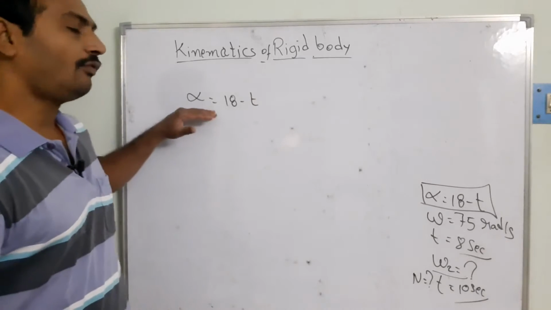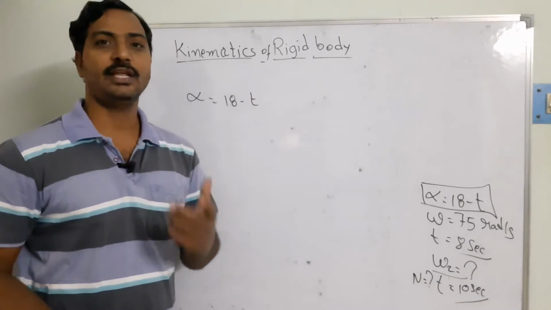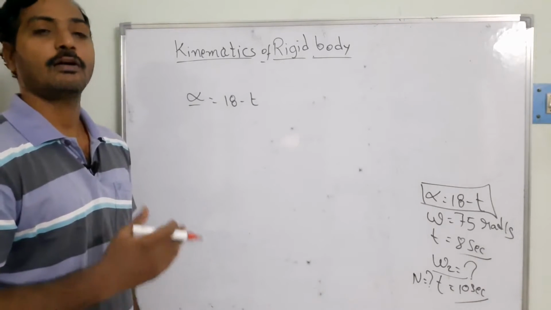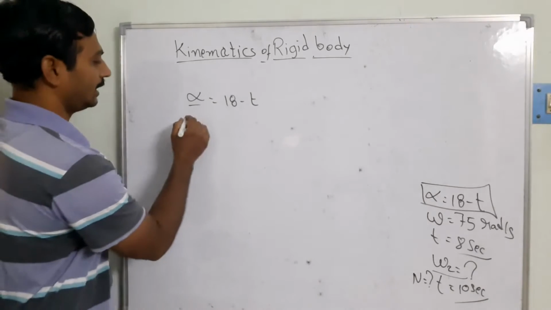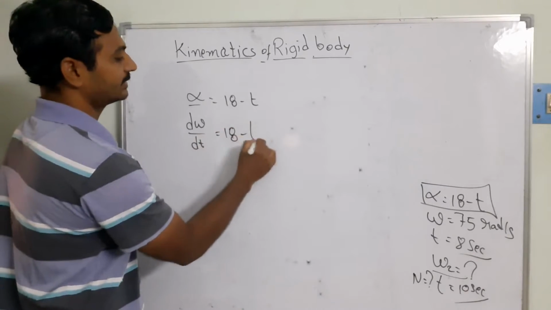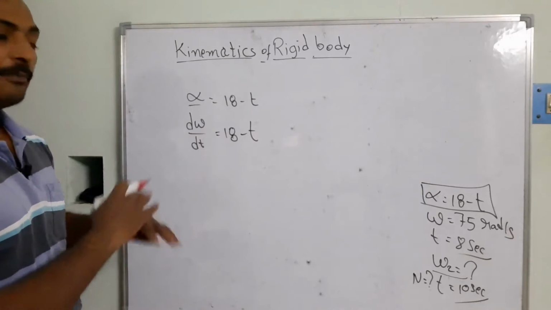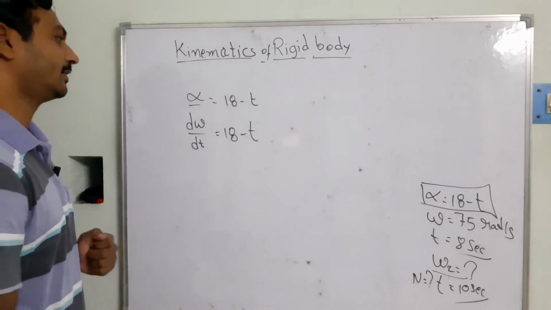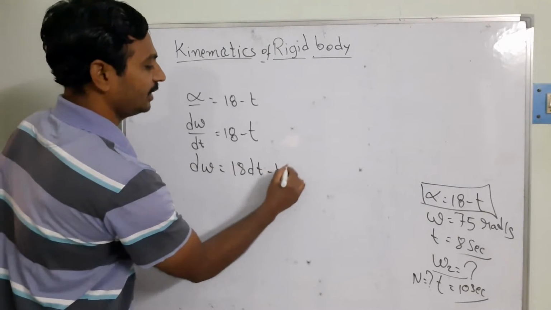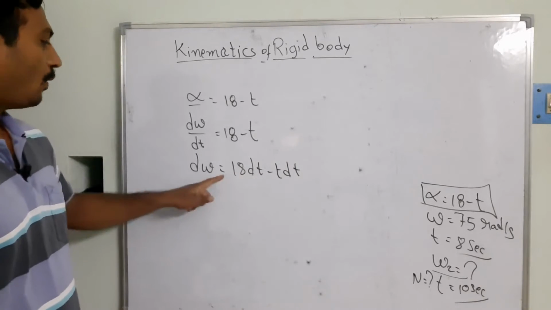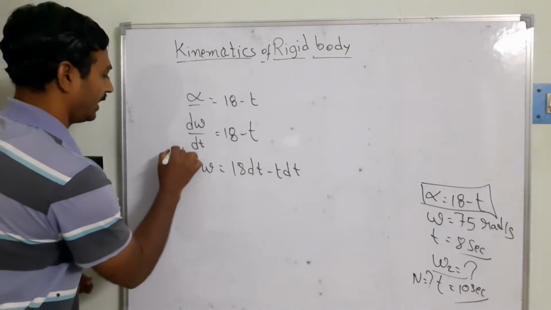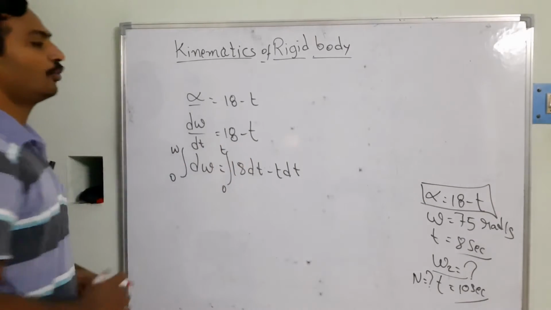As we know, alpha can be defined in terms of angular velocity and time. Alpha is nothing but the rate of change of angular velocity with time, so d omega by dt is equal to 18 minus t. Taking the similar terms to one side, d omega equals 18 dt minus t dt, and then I go for the integration, with limits 0 to omega and 0 to t.